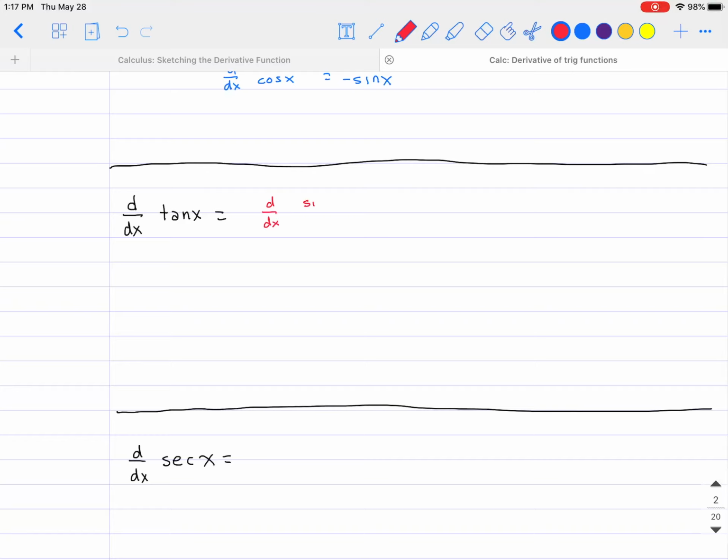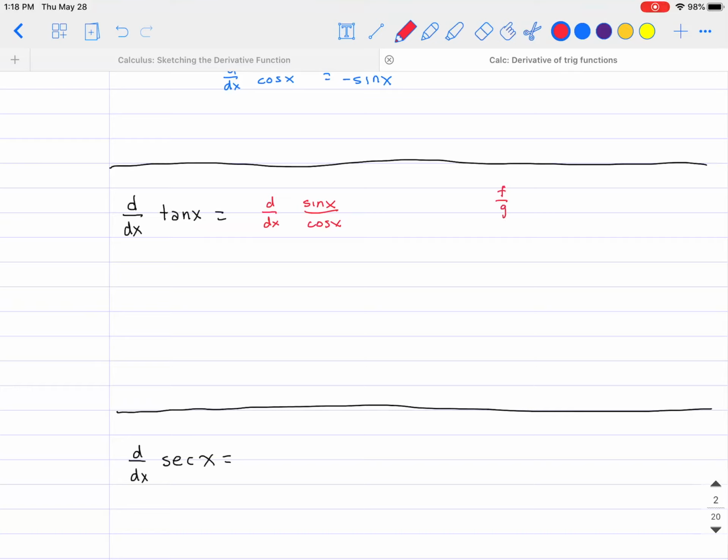The derivative of tangent, that's the same thing as the sine over cosine. And what's nice about that is, as soon as I write sine over cosine, that means that we have a fraction. So therefore, we can use the quotient rule because we have a function in the numerator and a function in the denominator. So if it helps you, just to kind of write it out on the side, we'll do it one time.